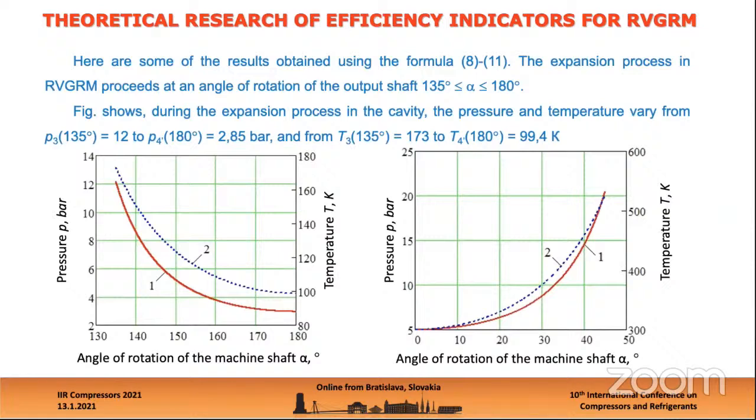The compression process proceeds at 0 to 45 degrees of the angle of rotation of the drive shaft. The pressure and temperature are equal to 5 bar and 300 K at the start of the compression process. It results in pressure and temperature varying in the cavity from 0 degrees equals 5 bar to 45 degrees equals 20.5 bar, and from 0 degrees equals 300 to 45 degrees equals 525.